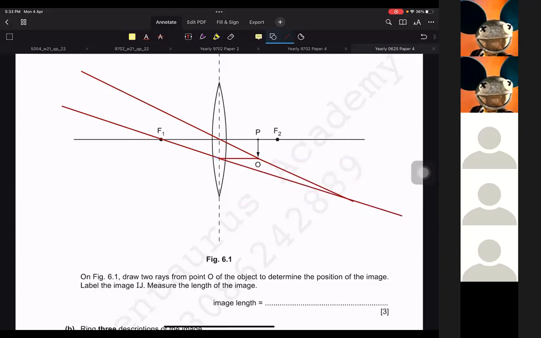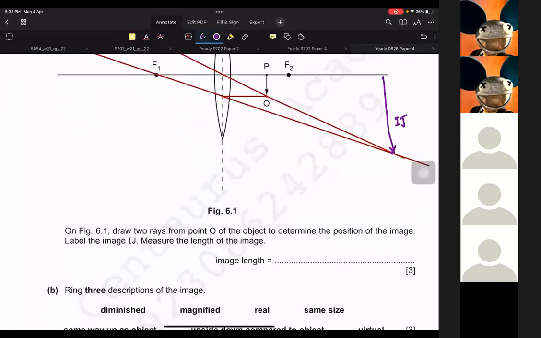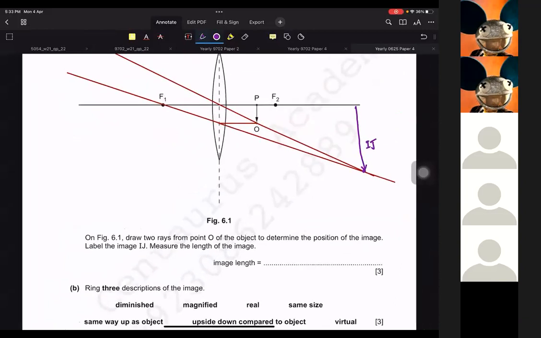Okay, whatever. Do try it with the ruler or something. And then make it a bit straight. I think it should be somewhere here. Okay, wherever it is. Now what you do, wherever it meets, you make a straight line and call this IJ. And then it says image length. So you measure the image length. Now, I got 3.6. So in the mark scheme, it is 2.4 to 3.6 centimeter. You just need to measure it.